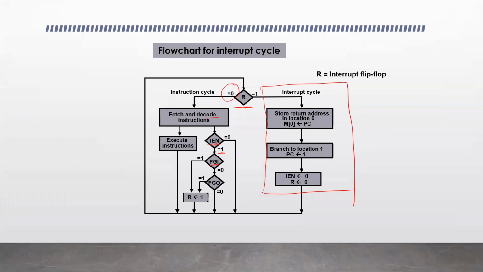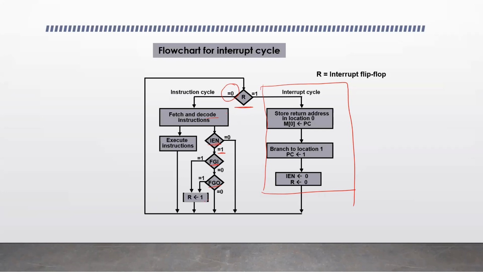If there is no interrupt from input, then output is checked. Is there an interrupt from the output device? So FGO, the output flag, is checked. If it is 0, it continues with the cycle of executing the instructions. If it is 1, R is set to 1. The value of R was 0, that is why the instruction cycle was being done here. But when this interrupt occurs, FGO will be 1, so R is set to 1 and it goes back. When R is checked and it is 1, the interrupt cycle will be performed.